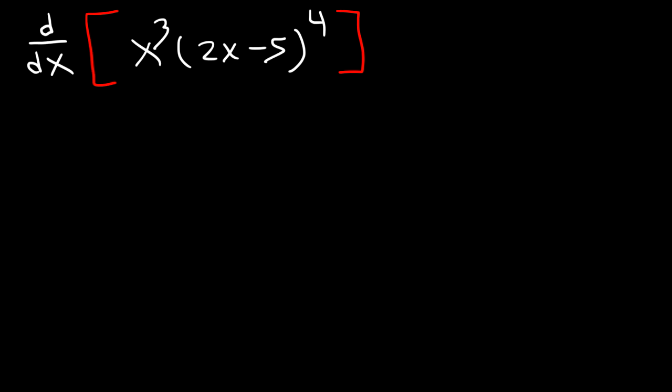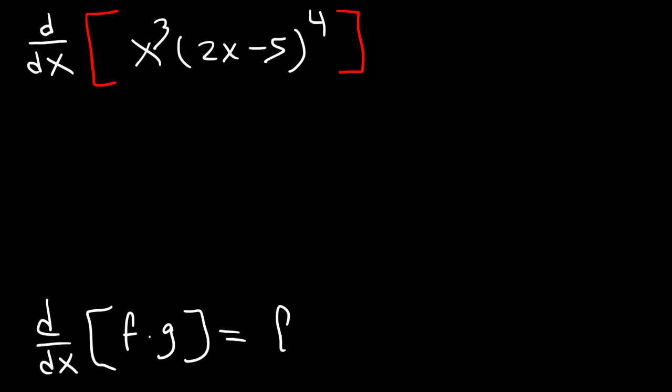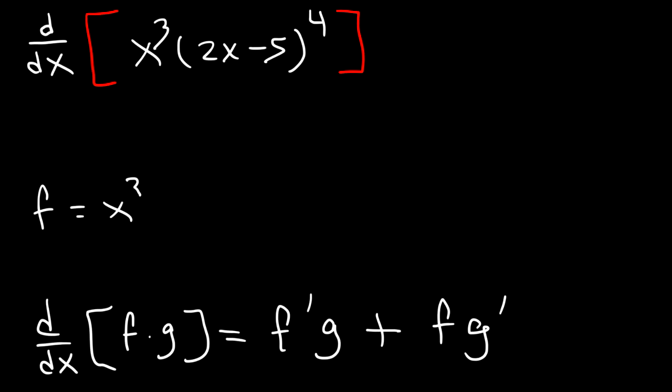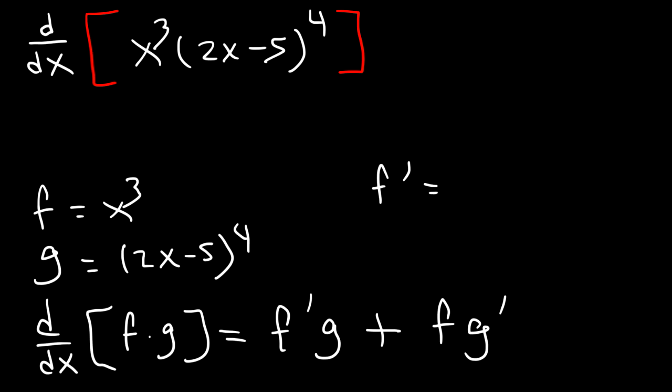Now, for this problem, we need to use the product rule. And here's the formula for that. The derivative of f times g is the derivative of the first part, f prime, times the second, plus the first part times the derivative of the second part. So we can clearly see that f is x cubed and g is (2x minus 5) raised to the fourth power. Now f prime, the derivative of x cubed, that's going to be 3x squared.